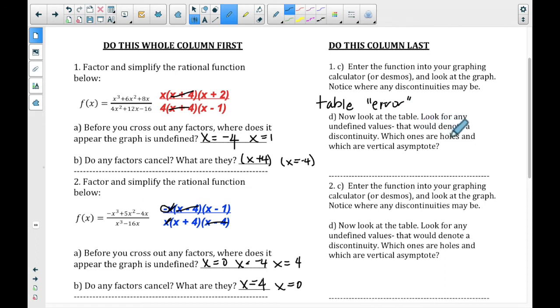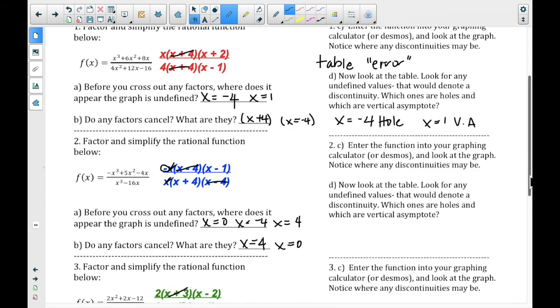And that would denote a discontinuity, which ones are holes and which ones are vertical asymptotes. In this case, x equals -4 was a hole, but x equals 1 was a vertical asymptote. Okay, now we want to look at all 4 of these. So we're going to take a look at each of these.